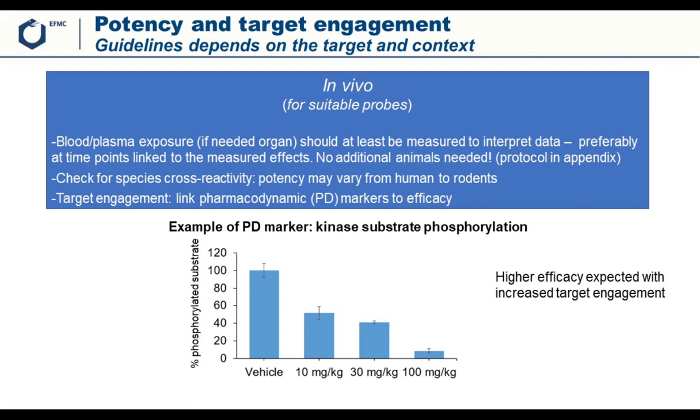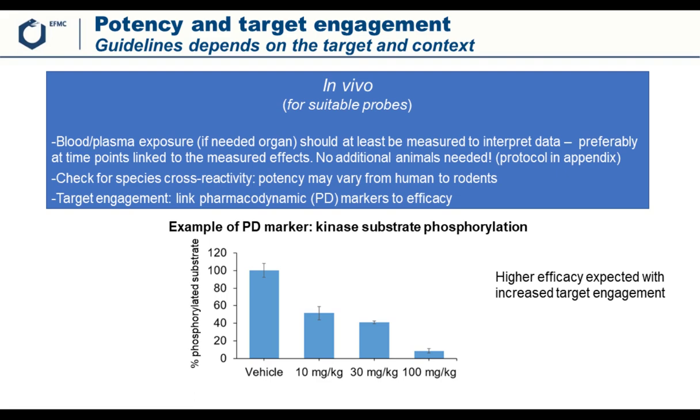Let's go now to in vivo. And it's important to mention that not every chemical probe is suitable for in vivo use. There are some perfectly good chemical probes which are not. But if you want to use a chemical probe in vivo, it's important, again, that you think about a couple of guidelines. The first one is to measure blood or plasma exposure, or if needed, exposure in a particular organ that you're targeting, in order to be able to interpret your data.